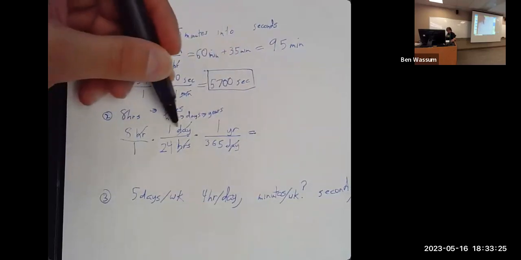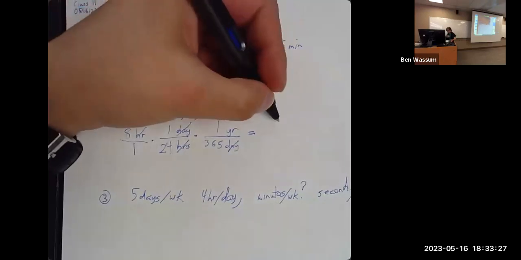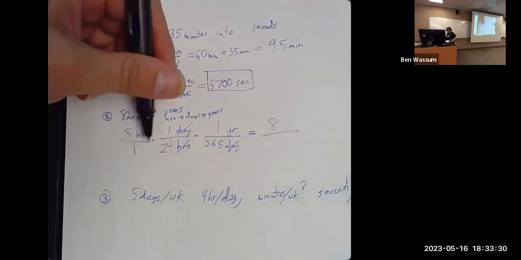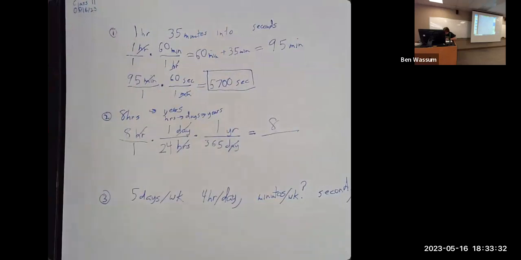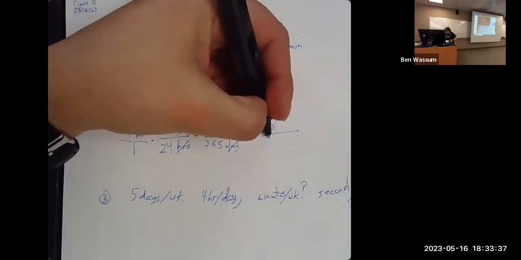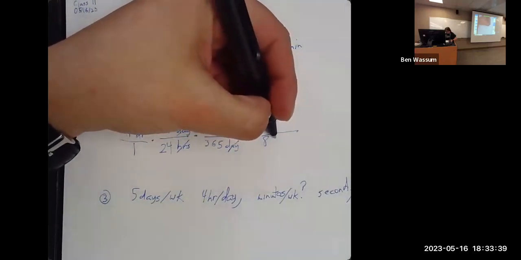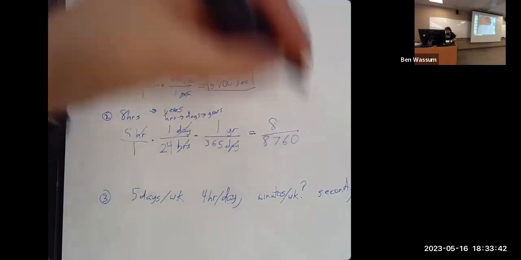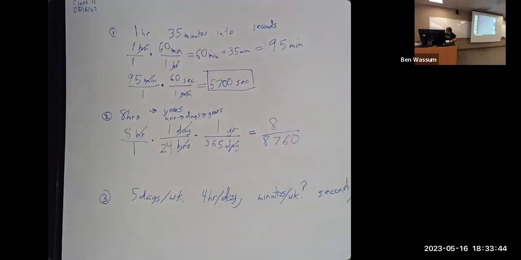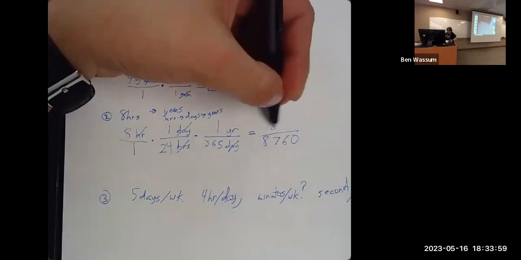So let's multiply across on top. 8 times 1 times 1 is 8 over 1 times 24 times 365. I can't do that off the top of my head, believe it or not. And that's 8 over 8,760. So, tiny number.